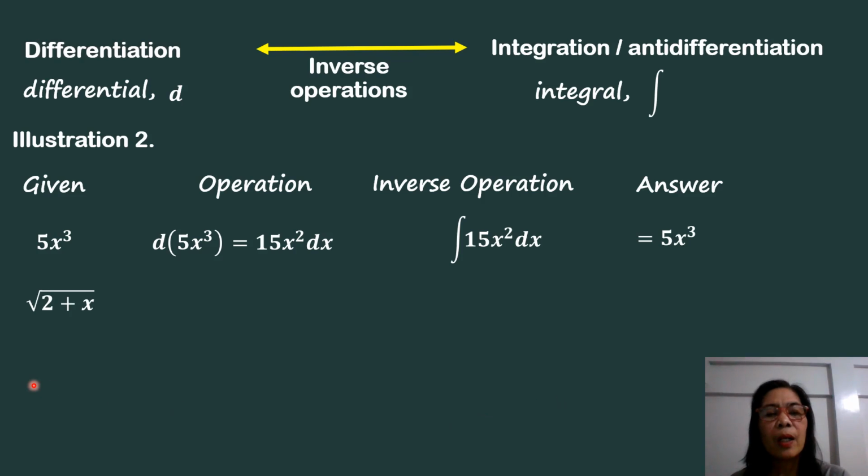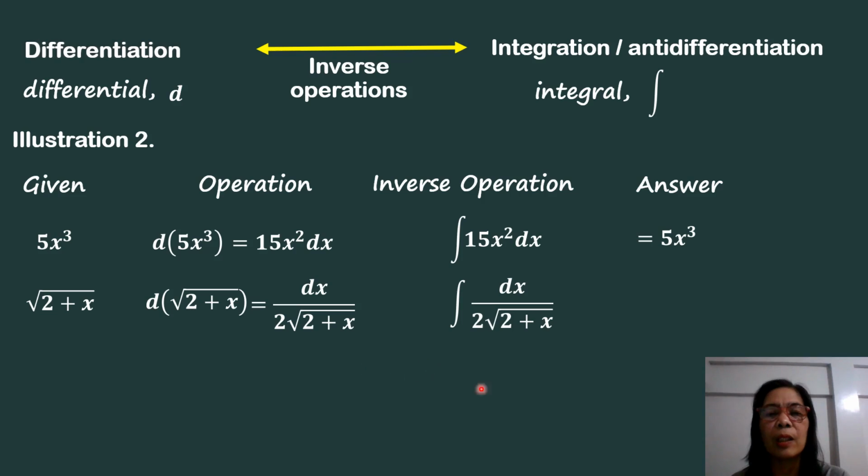We have here the square root of 2 plus x. Differentiating the square root of 2 plus x, or finding the differential of the square root of 2 plus x, applying the appropriate formula, will give us the differential of x all over 2 square root of 2 plus x. So applying the inverse operations, integrating dx all over 2 square root of 2 plus x must give us back the original function, the square root of 2 plus x.